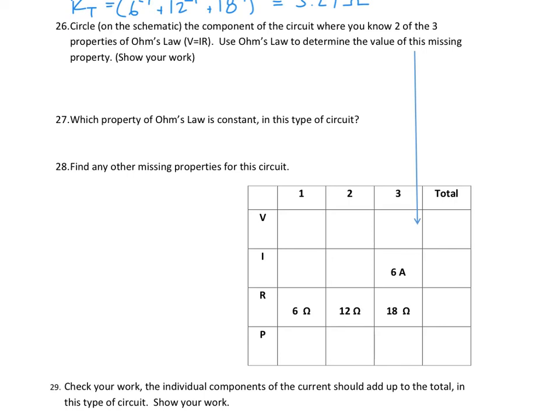You noticed in series, when I added them together, I got a larger number. When I do the same thing in parallel, my number gets smaller because total resistance decreases in parallel.